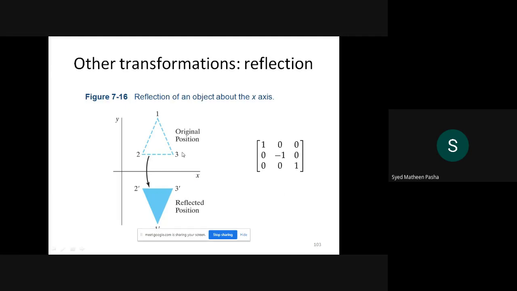If I represent this object in its original position and want to perform this reflection on it, I will perform it with respect to the other axis, where y will be its coordinate with respect to only the x coordinates. I will get the reflected position of that particular object. So this is how reflection takes place. We'll see some more examples with respect to reflections.